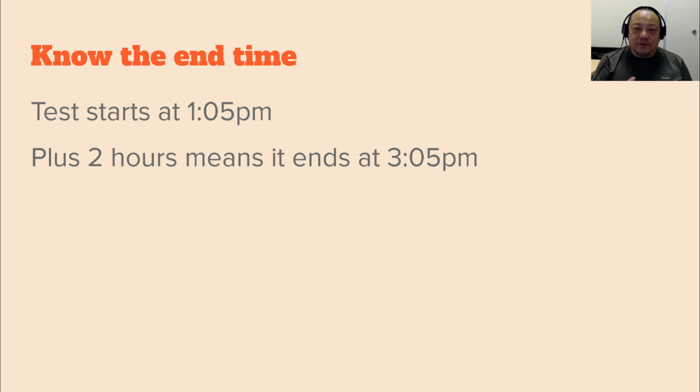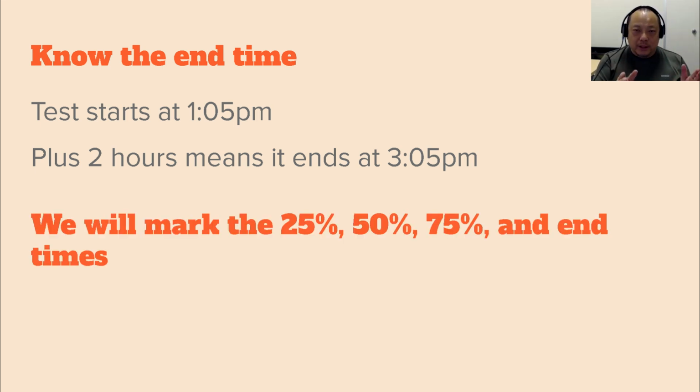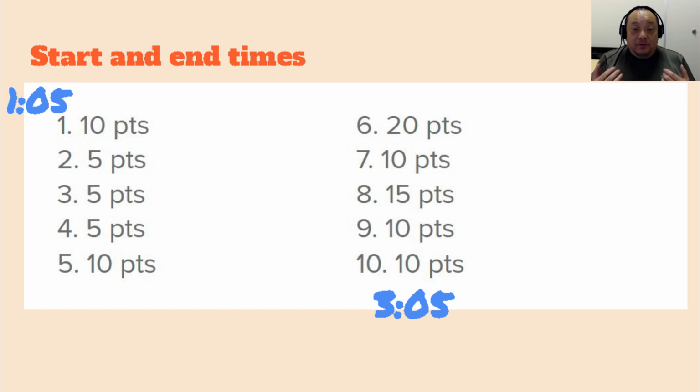Here's how we're going to pace ourselves. We will mark the 25%, 50%, 75% and end times of the test and pace ourselves that way. And we will actually mark the 50% point first. In the longer video, I drew a timeline to explain the math behind this calculation. I won't do that in this video. You can check out the link in the description section. I put the start and end times on the test.